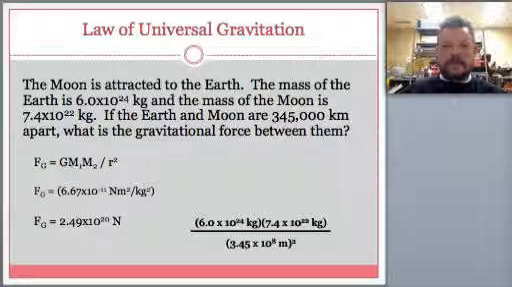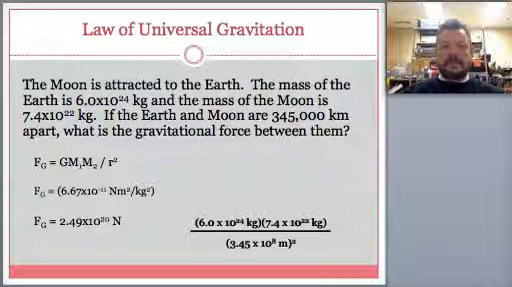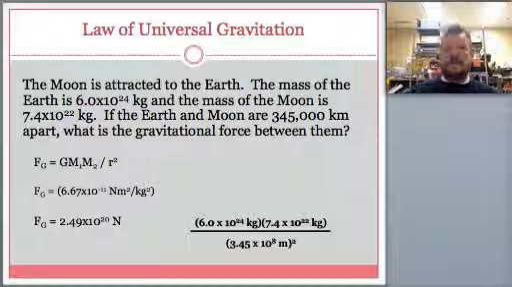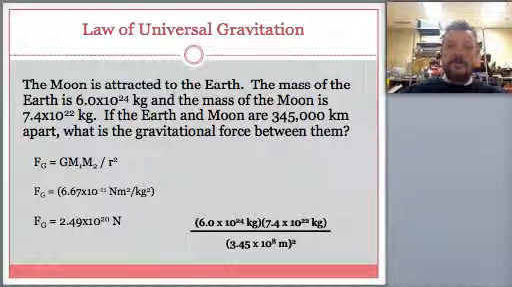The moon is attracted to the Earth. The mass of the Earth is 6 times 10 to the 24th kilograms. The mass of the moon is 7.4 times 10 to the 22nd kilograms. If the Earth and the moon are 345,000 kilometers apart, what is the gravitational force between them? Plugging in the numbers, you end up with 2.49 times 10 to the 20th newtons.